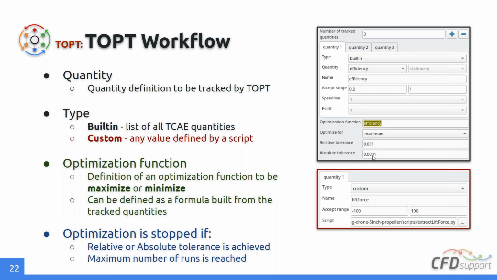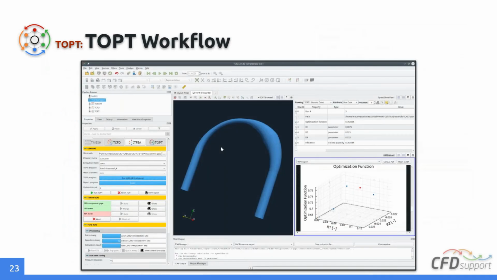And there are some tolerances for triggering the stopping of the optimization. So generally speaking, optimization is stopped if relative or absolute tolerance is achieved, which is defined here, or if the maximum number of runs is reached. Definitely it was set a little bit more above. Well, and then if you have everything preset, then the workflow is very, very straightforward.